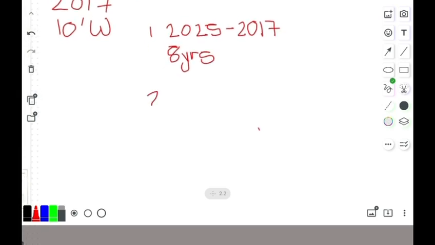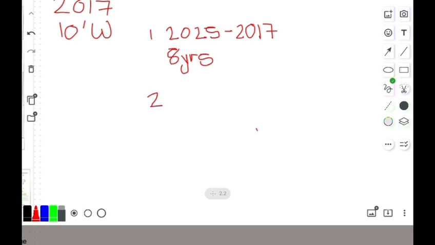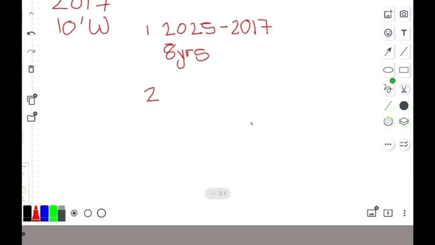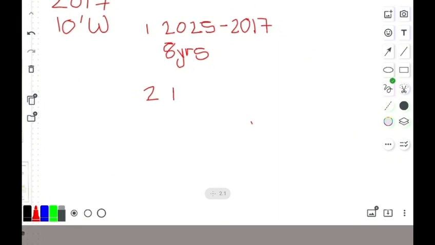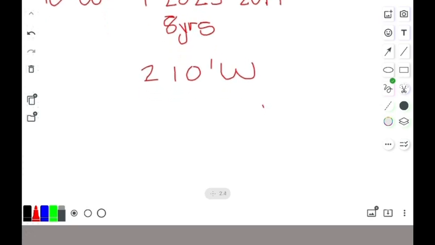Then let's move to step 2. Step 2 is to write down the mean annual change. So according to the map, the mean annual change is 10 minutes west per year. This tells us both the amount of change and the direction of change. So direction is also very important.